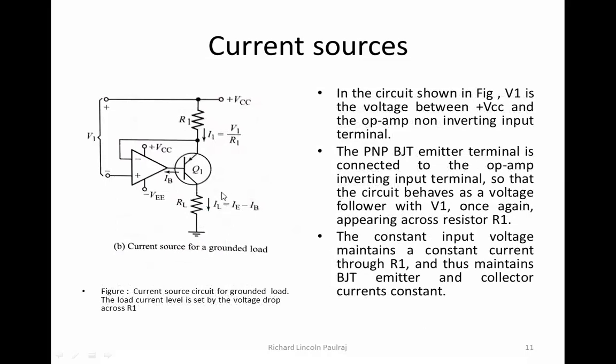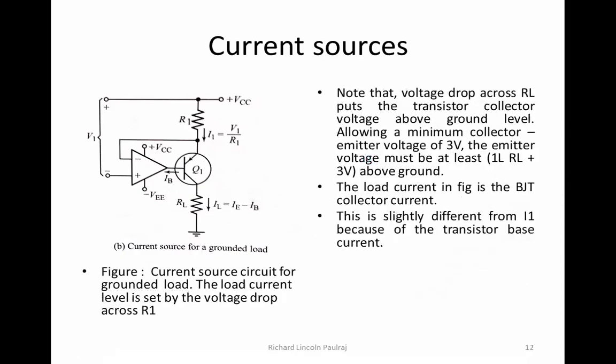And here also you can observe that IL, the load current, is actually equal to the difference between the emitter and base currents. And we looked at PNP type of BJTs, which was actually helping us in driving the currents.